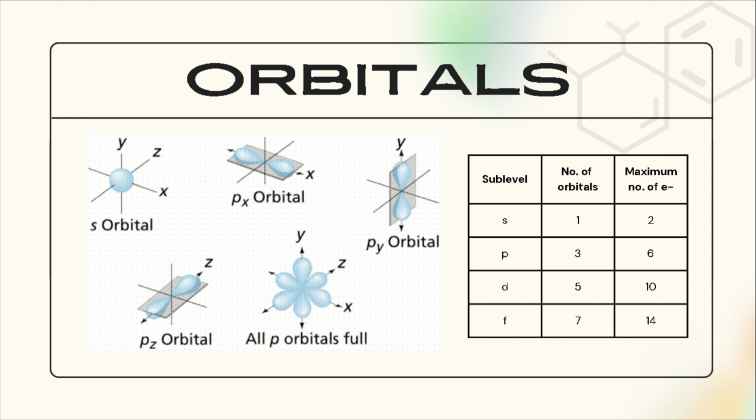So in each of the orbitals, we have 2 electrons. In px, there are 2, py, there are 2, and pz, there are 2, which means all p orbitals can hold a total of 6 electrons. Total 6, but if we separate them by orbital, it's 2. D has 5 orbitals, so in each we have 2 electrons, so they hold 10. F has 7 orbitals, and in each we have 2, so maximum. In F we can hold 14 electrons. I hope it's clear. We'll move on.